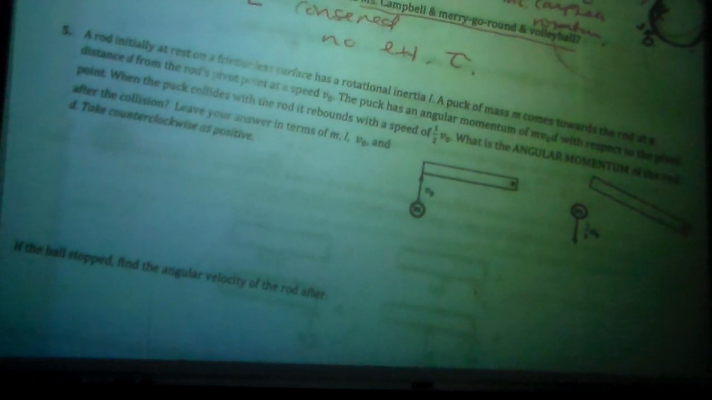The rod is initially at rest on a frictionless surface and has rotational inertia I. A puck of mass m comes in at a distance d. The puck has an angular momentum of mvd with respect to the pivot point. When the puck collides, it rebounds off with 1/2 v. What is the angular momentum?